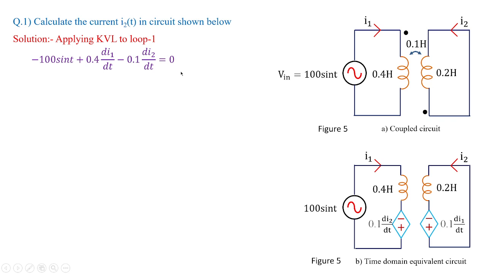Some of you have a habit of taking the conventions in the opposite way. For example, the same equation you can write as 100 sin t minus 0.4 di1/dt plus 0.1 di2/dt equal to 0. That also gives you the same result. In fact, this is the perfect answer, that is 100 sin t equal to 0.4 di1/dt minus 0.1 di2/dt, and I'm framing this as equation 1.